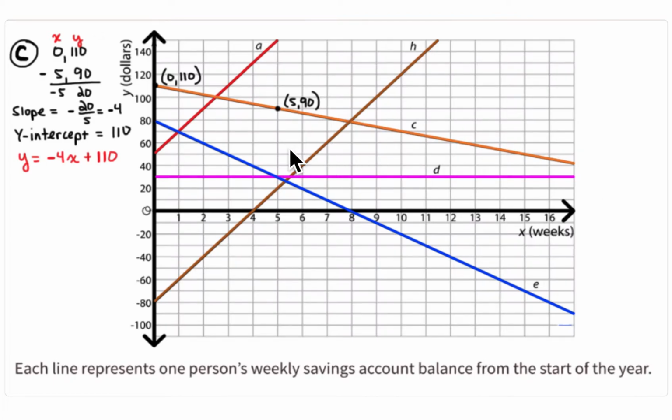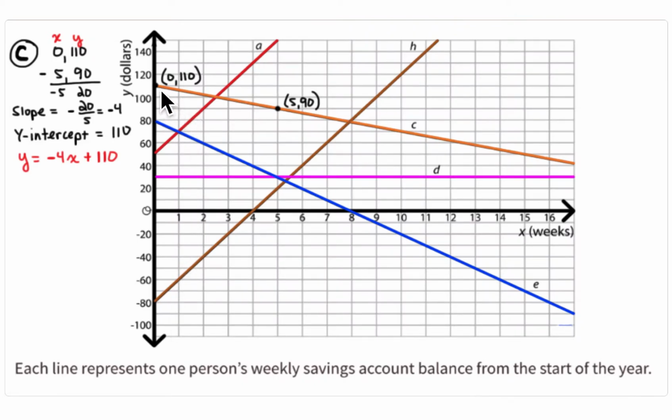So line C, which is this line right here. On that line are 2 points, 0, 110. That's the y-intercept, by the way, when y equals 110. And this point out here, which is at 5, 90. So what's happening is that for every week, the amount in the savings account is going down, in this case, $4. And so this person is spending money at $4 each week.